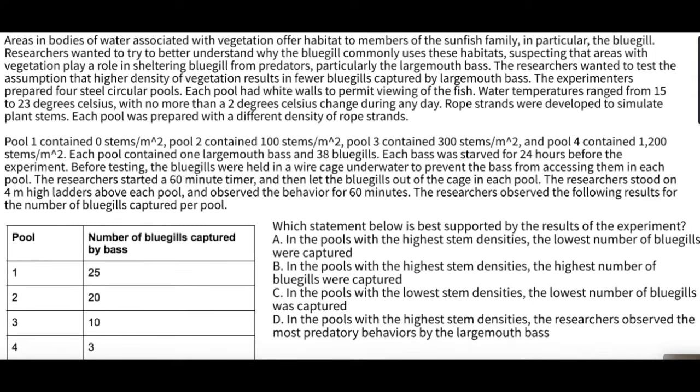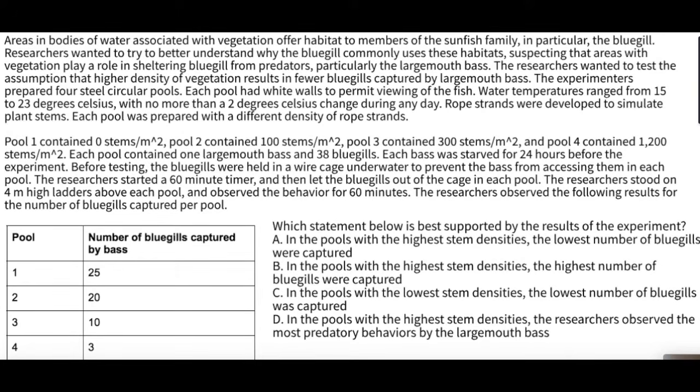So right now, you're probably not too happy if you're having trouble seeing this text, especially if you're on a phone. But unfortunately, this is the only way I could fit it on the screen. So let me read this. It says, areas and bodies of water associated with vegetation offer habitat to members of the sunfish family, in particular the bluegill. Researchers wanted to try to better understand why the bluegill commonly uses these habitats, suspecting that areas with vegetation play a role in sheltering bluegill from predators, particularly the largemouth bass.